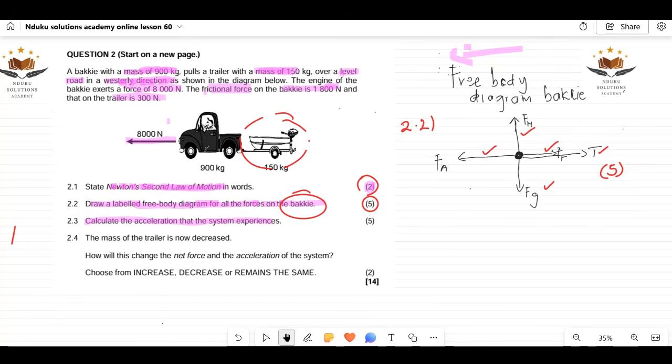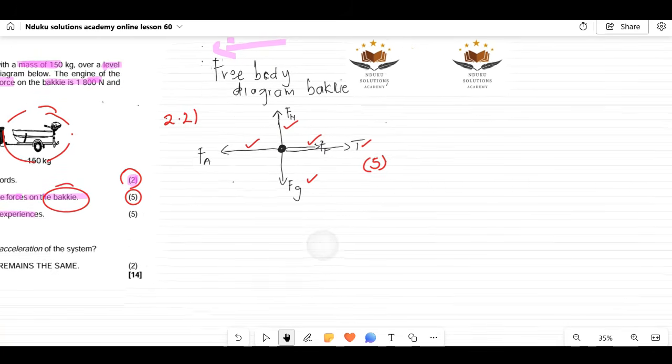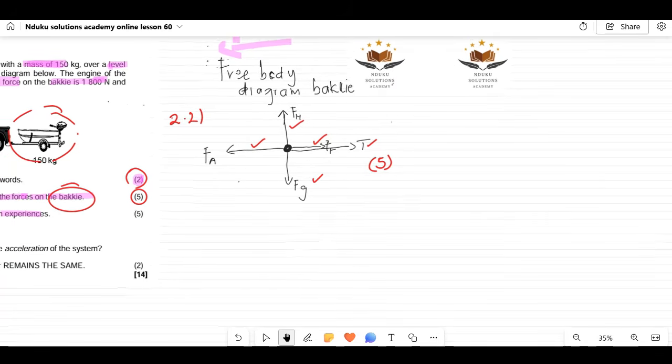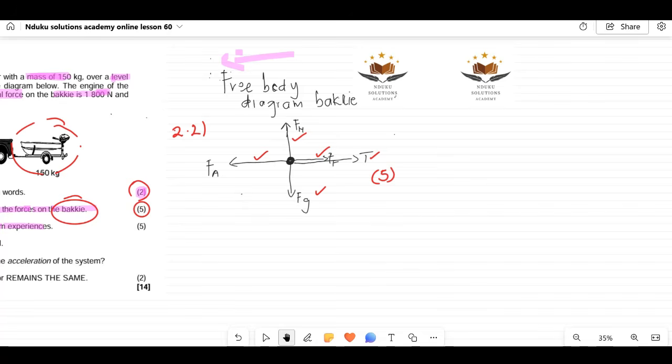So I'm going to make a bit of space. Good. Remember, you have the information on that side. So this is for the bakkie, and let's do for the trailer.